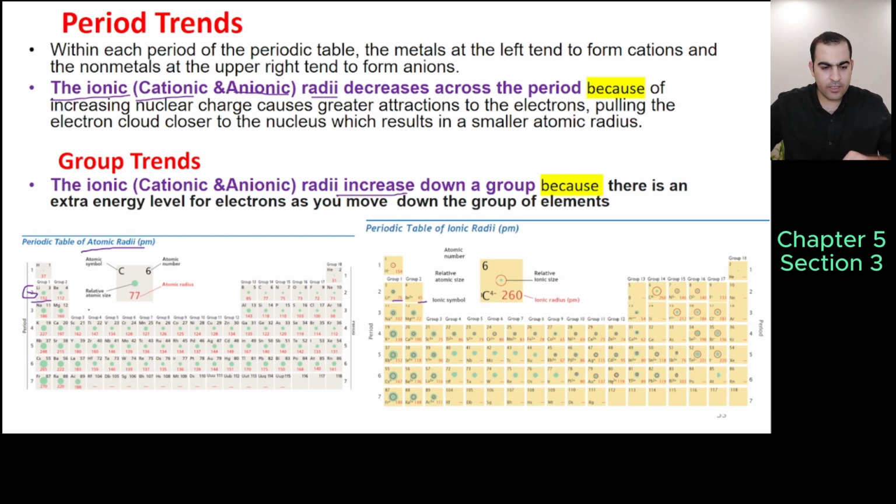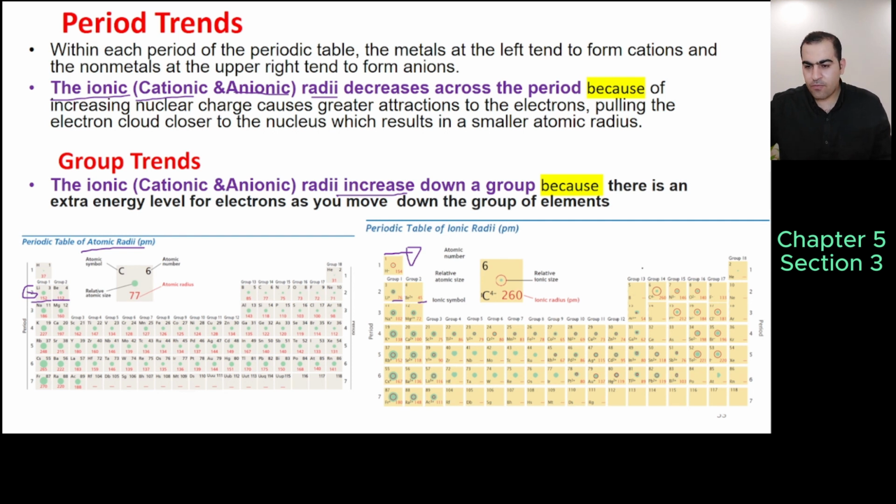Beryllium from 112 becomes what? 45. But still, beryllium is less than lithium after losing electrons too. Got it? Atomic radii, ionic radii, or cationic radii decrease across a period.